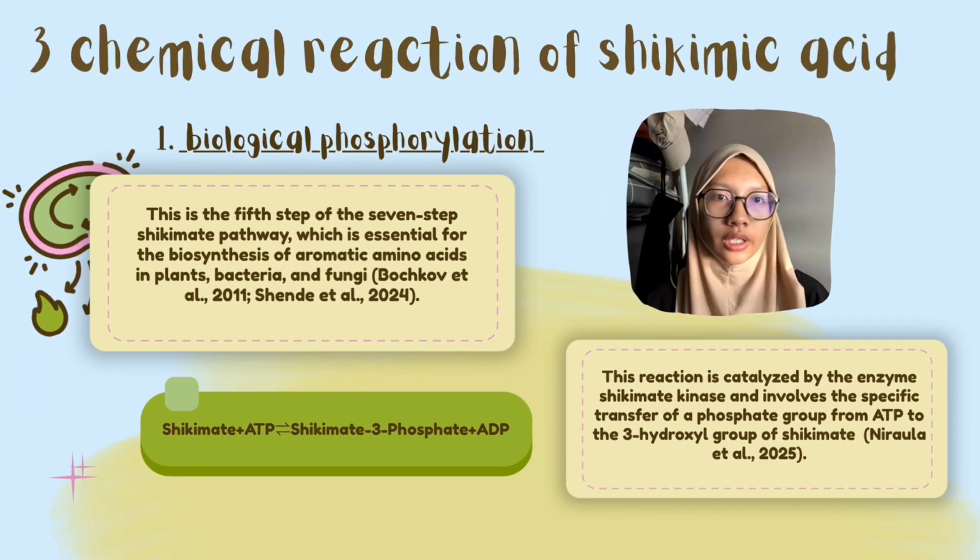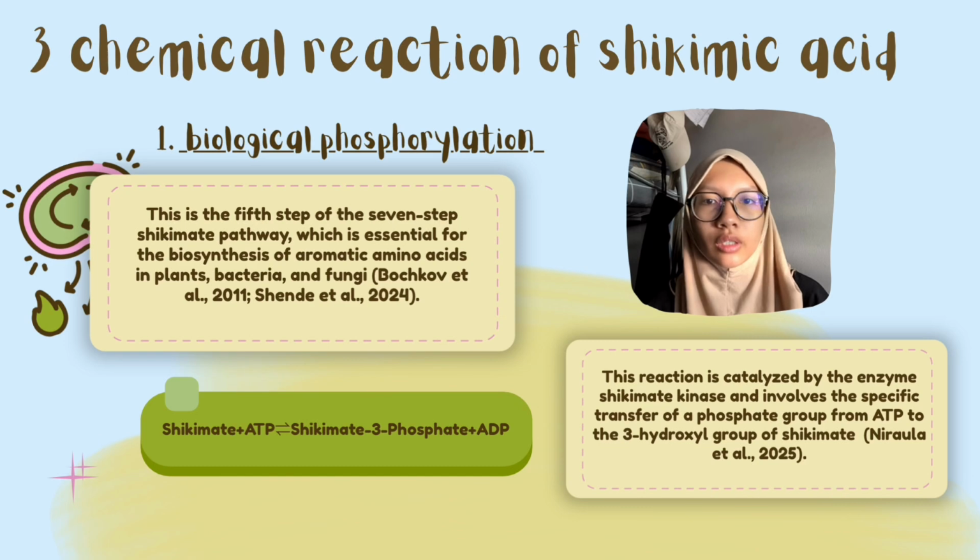One of the chemical reactions of shikimic acid is biological phosphorylation. This is the fifth step of the seven-step shikimate pathway, which is essential for the biosynthesis of aromatic amino acids in plants, bacteria, and fungi. The chemical equation is shikimic acid reacts with ATP and then produces shikimate 3-phosphate plus ADP. This reaction is catalyzed by the enzyme shikimate kinase and involves the specific transfer of a phosphate group from ATP to the 3-hydroxyl group of shikimic acid.